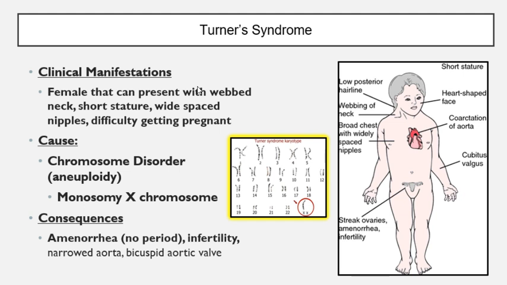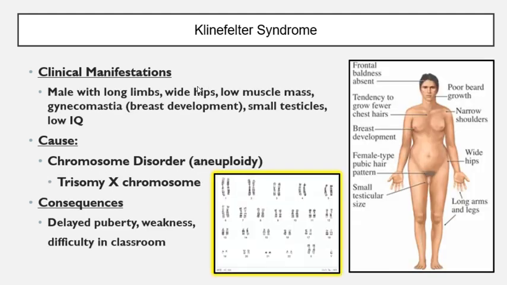And the big thing is you have amenorrhea, so you don't have periods, and it's an infertile case. But you also have a narrowed aorta and a bicuspid aortic valve. We'll talk about the heart a lot later on.